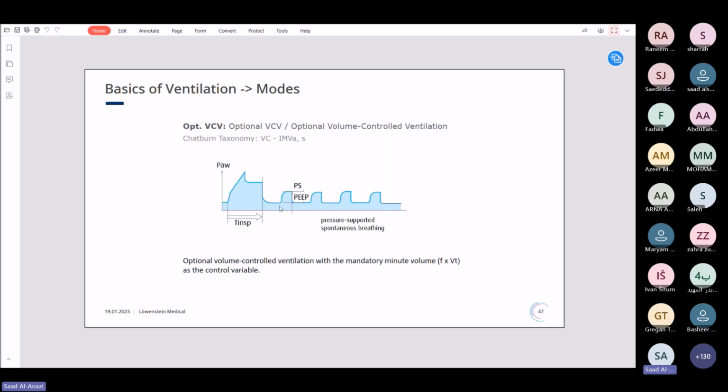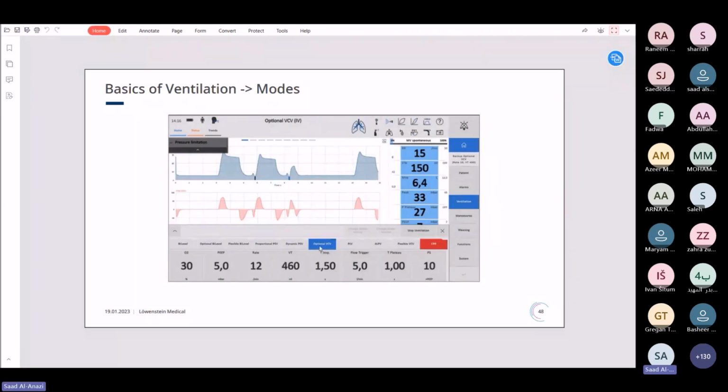As you see here, if the patient breathes spontaneously, they will have the pressure support. With optional volume control, you will have all the settings from the ventilation plus the pressure support if the patient is breathing spontaneously. If the patient's minute ventilation is less than what they are targeting, that means the support for the patient will be less.